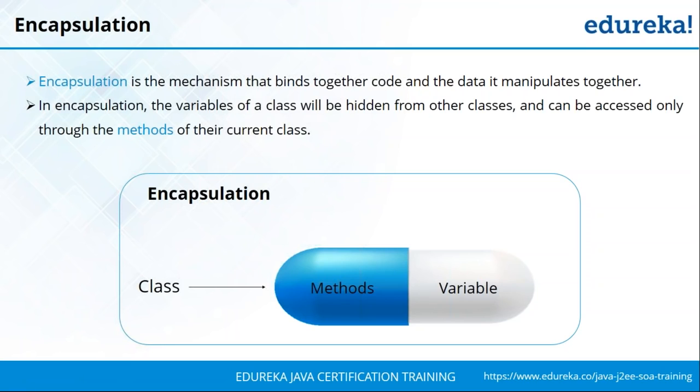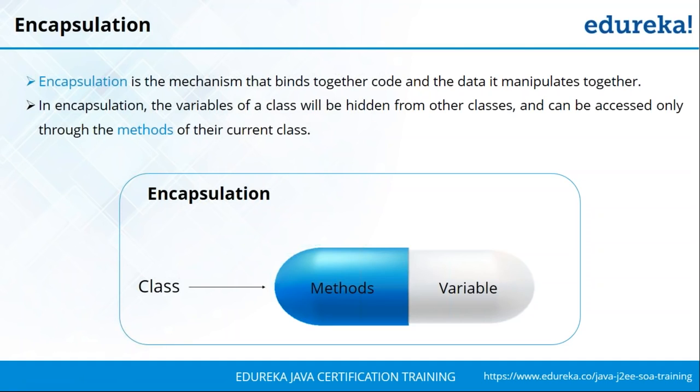Now, through encapsulation, what you're going to ensure is that the variables present in a class can only be modified or changed by a method present in the same class. So let's say you have multiple classes that are linked to each other and one class is trying to change the value of a variable present in the other class. Now this is not directly possible.